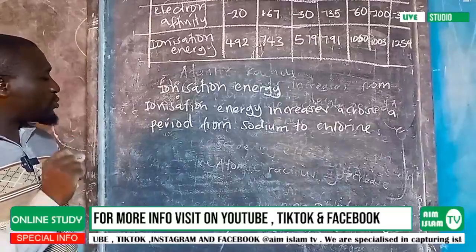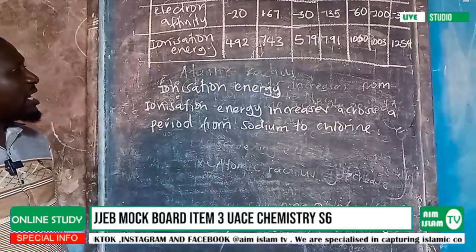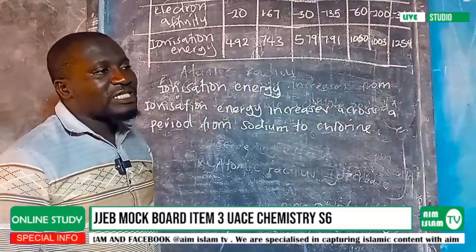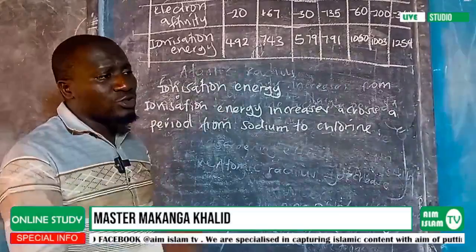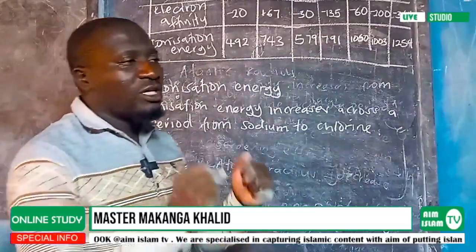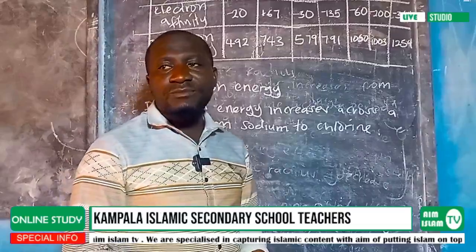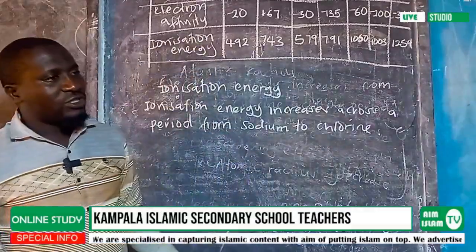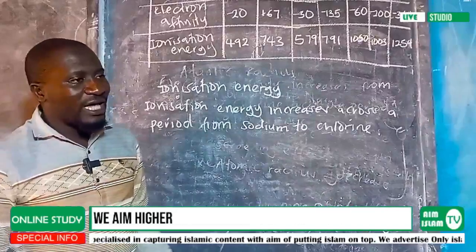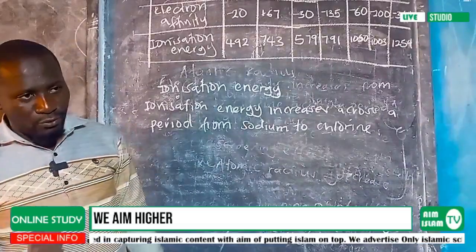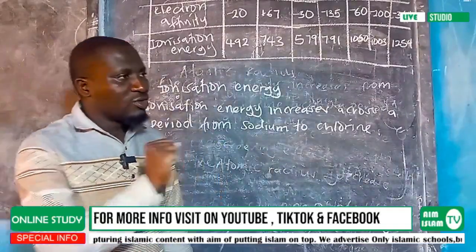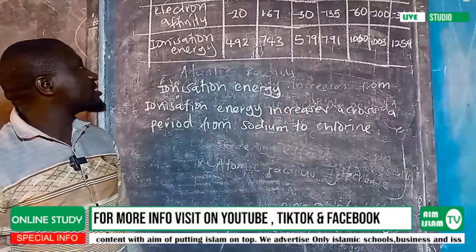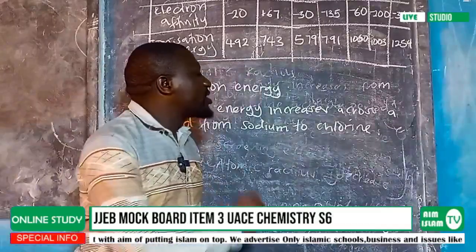So the outermost electrons will be nearer to the nucleus, so they experience more attraction, hence requiring more energy to remove those electrons. Hence, an increase in the ionization energy.